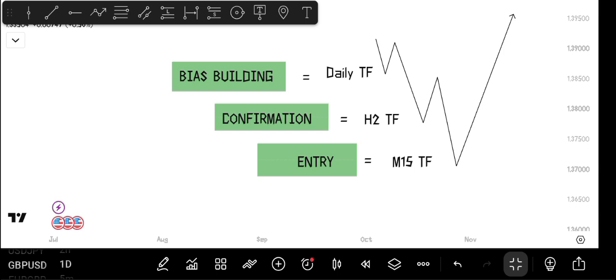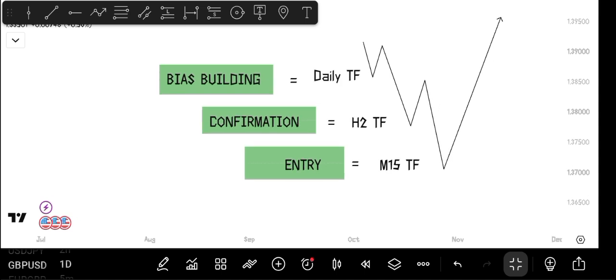In this video I'll teach you how I trade the advanced SMC. Some traders call it advanced market structure, but I call it the advanced SMC because most of the time I trade it, since that is my main strategy. In this video you will learn how to build bias from the daily time frame down to the entry time frame, which is the 15 minutes.